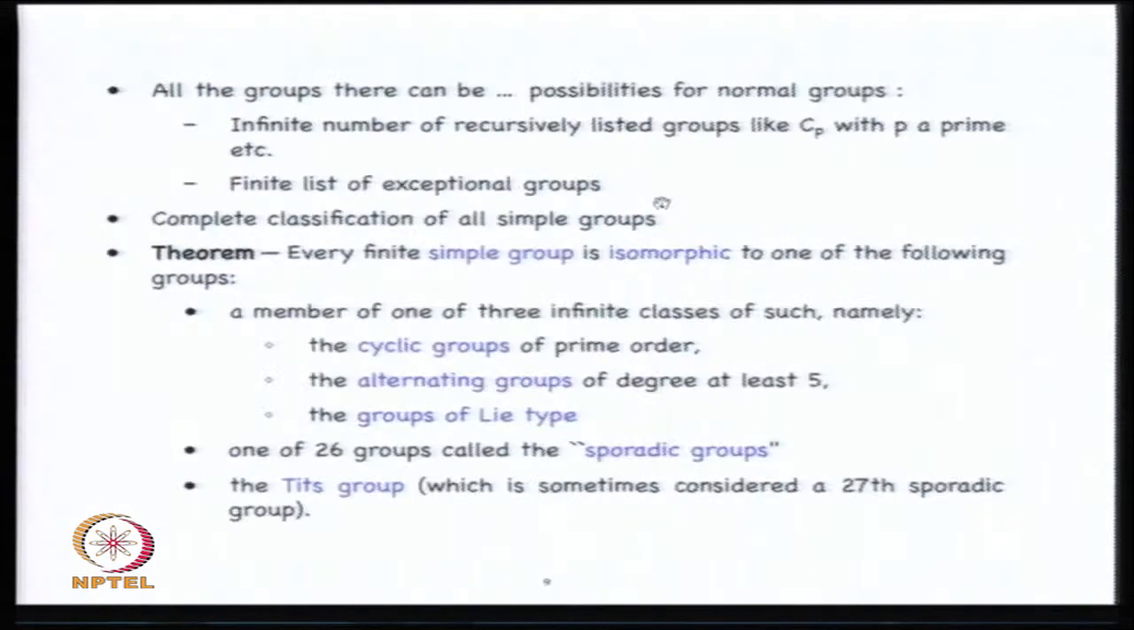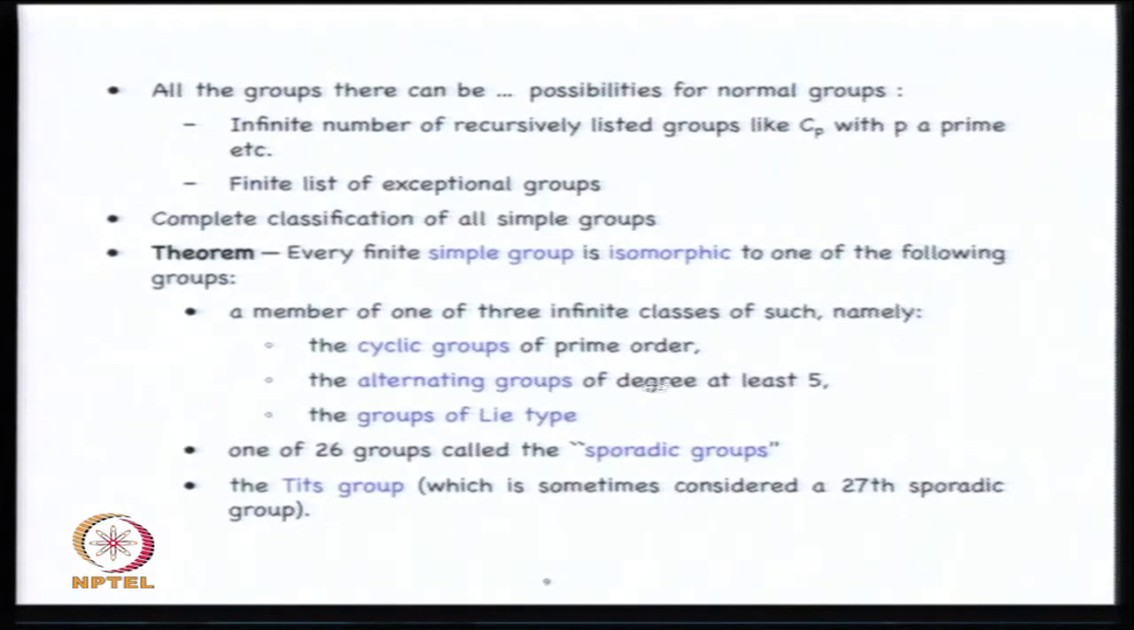And the complete classification is like this. Every finite simple group is isomorphic to one of the following. This is actually cut and pasted from Wikipedia. You can read Wikipedia, which is good enough for most of these things. A member of one of the 3 infinite classes of such, namely either cyclic groups of prime order or alternating groups of degree at least 5. So these are the A_n groups.